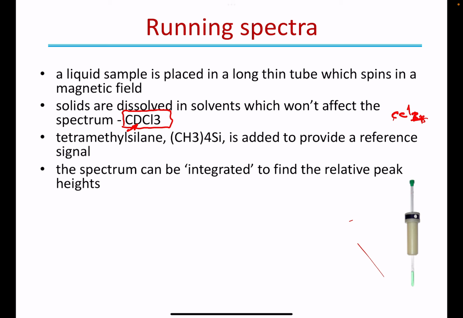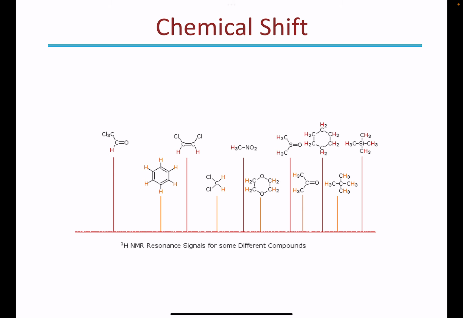All the signals are given in reference to a certain reference material or standard. This is called tetramethylsilane, which is added to your sample to provide a reference signal. The spectrum at the end can be integrated to find the relative peak heights. The signals are given a name called the chemical shift, which is on the x-axis, and each different proton will give you a different value.